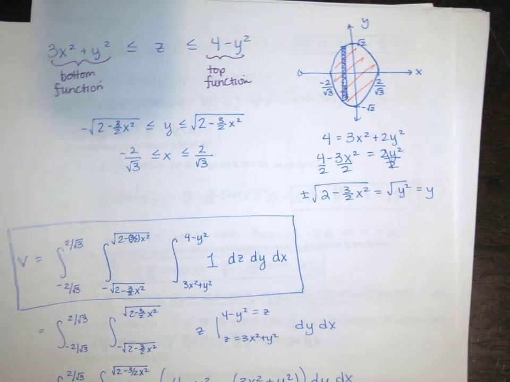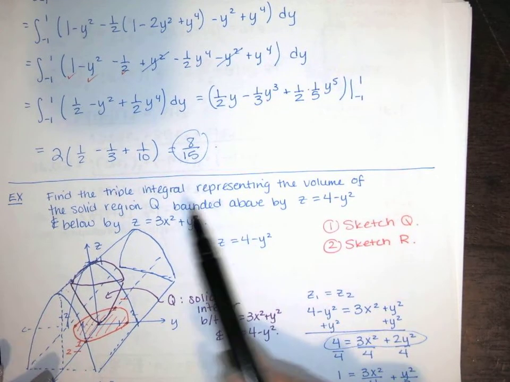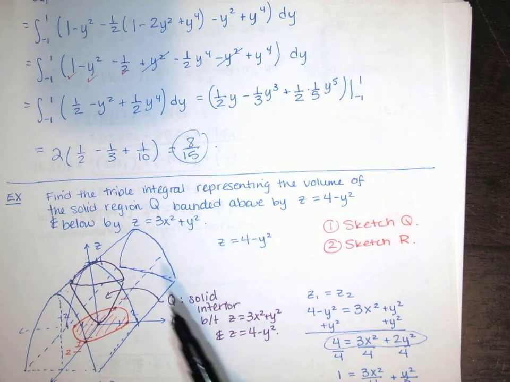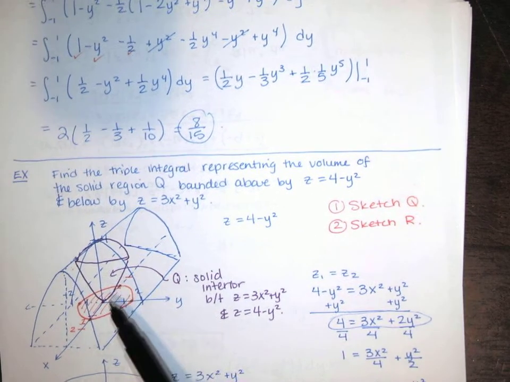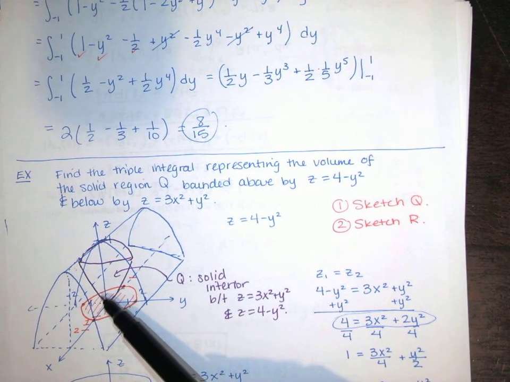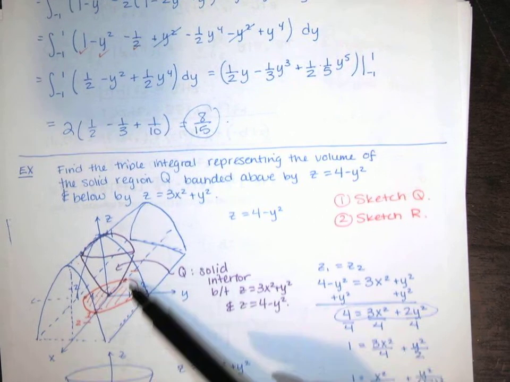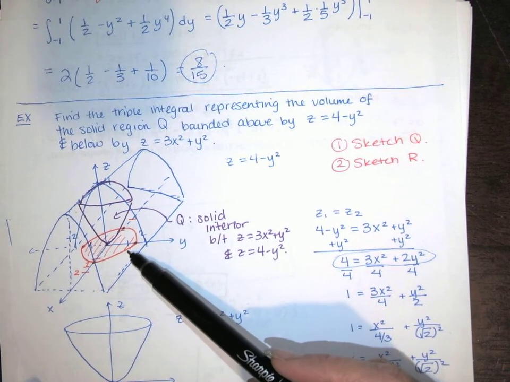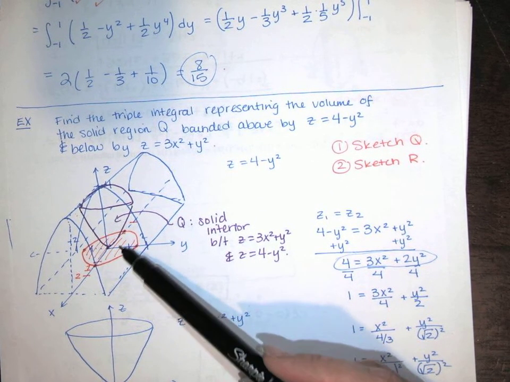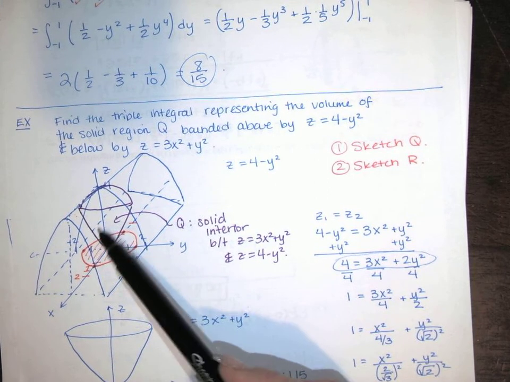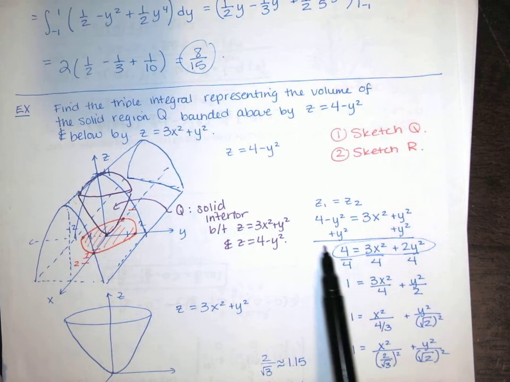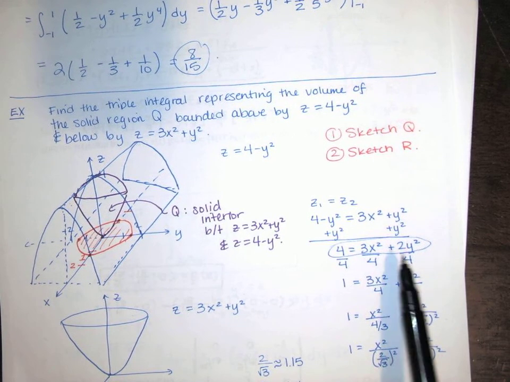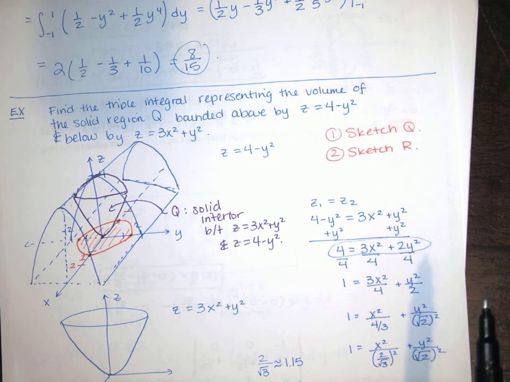But that's the idea, guys. If somebody asks you to set up a triple integral representing the volume of a solid region, you have to identify the top function and bottom function for z. So z is going to go from the bottom to the top, smallest to largest. And then you find the projection onto the xy plane. And generally the way you do that is you set the z values equal to each other for the bottom surface and top surface. And then you're going to end up with some curve in the xy plane, and you'll have to sketch that curve.